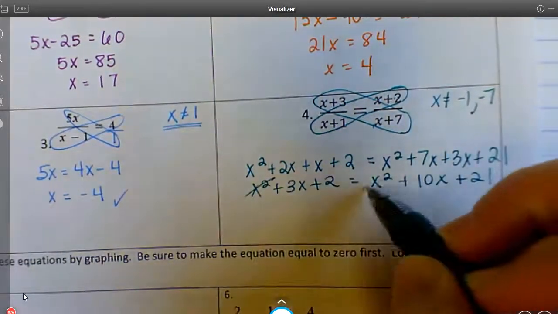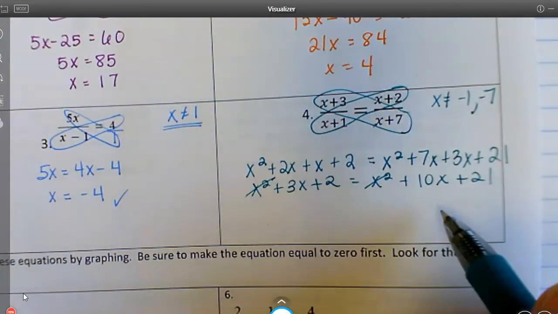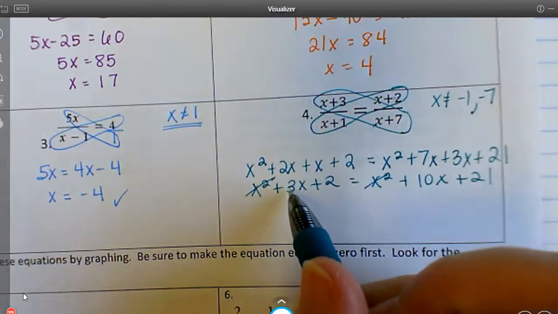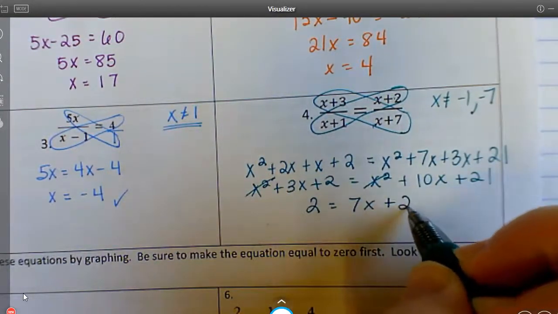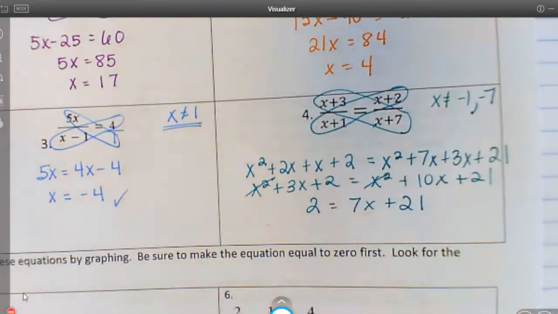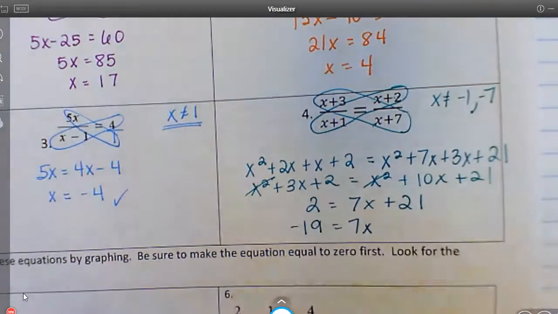I'm just going to cross them out because I know they go away when you subtract them. And then I'm going to get my x's together. So I'm probably going to subtract 3x over here to make that x still be positive. And then I'm going to subtract 21 on both sides. Divide by 7.